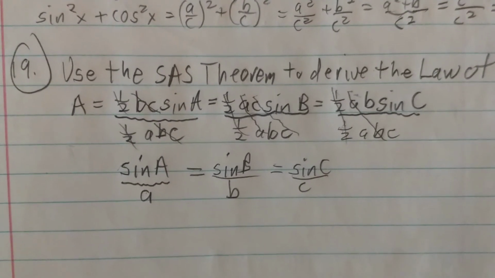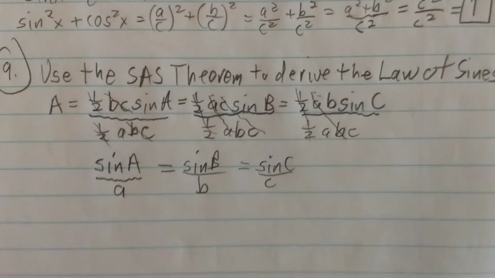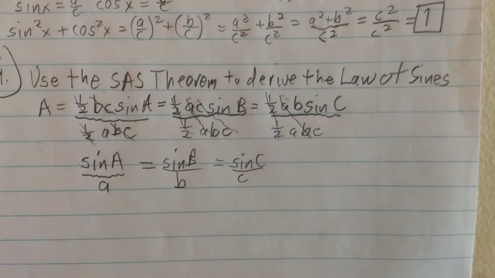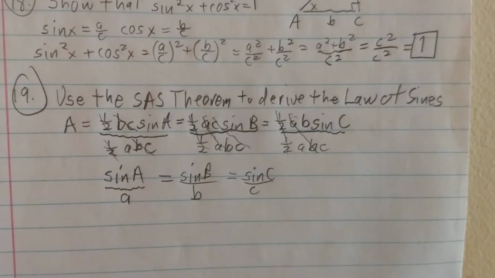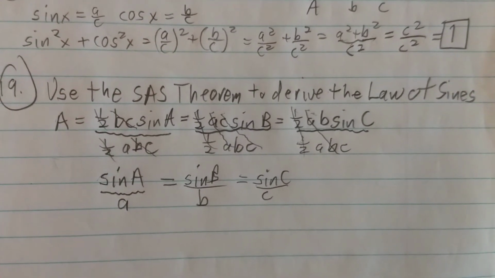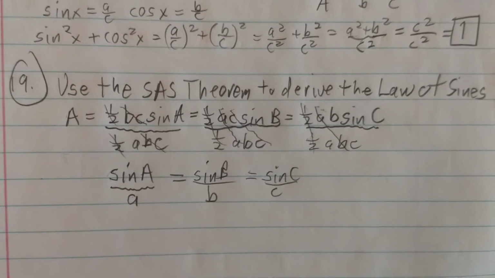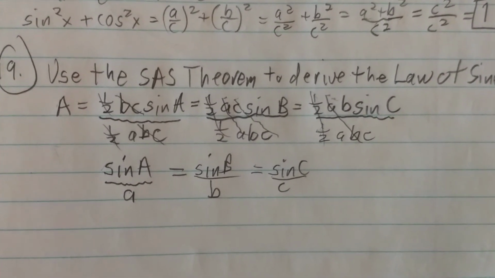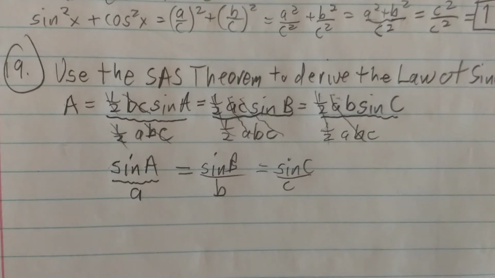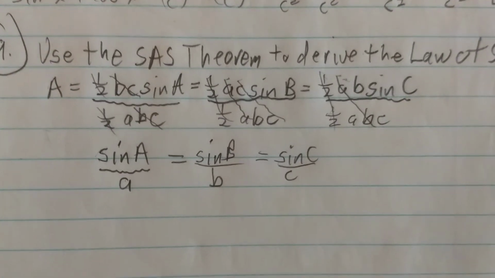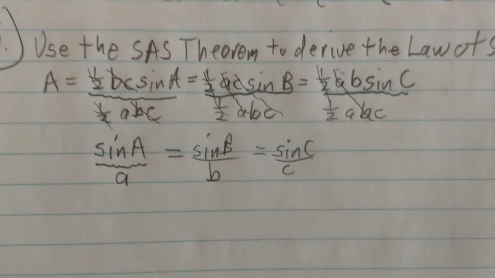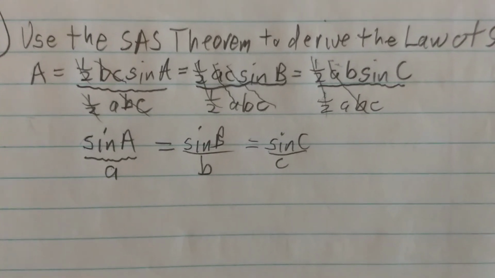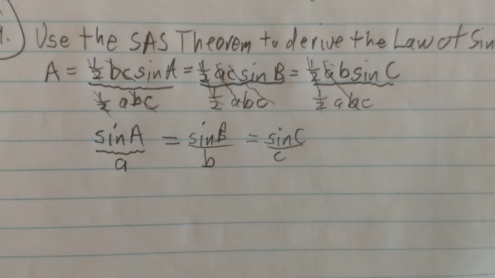Now in 19, it says use the SAS theorem to derive the law of sines. Well, the SAS area formula is 1/2 times 2 sides times the sine of the angle between them, and here are the 3 cases. Area equals 1/2 BC sine A equals 1/2 AC sine B equals 1/2 AB sine C.